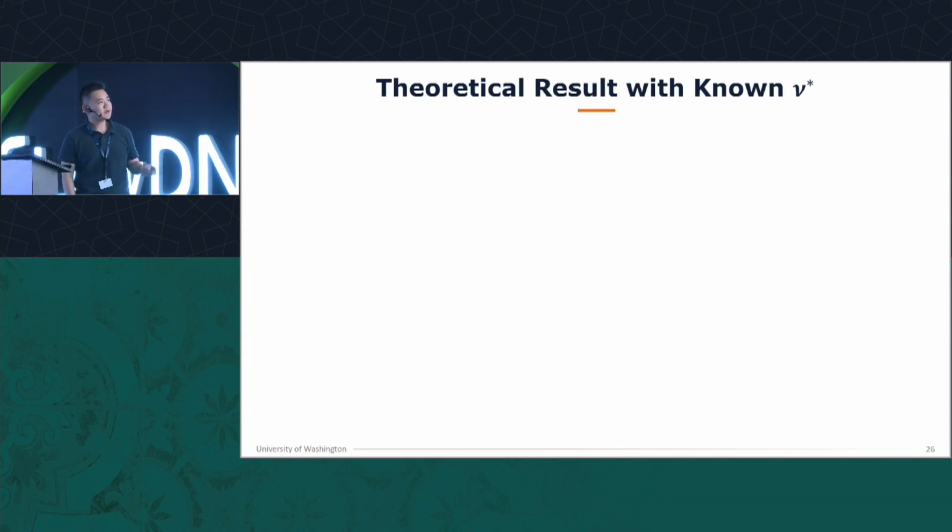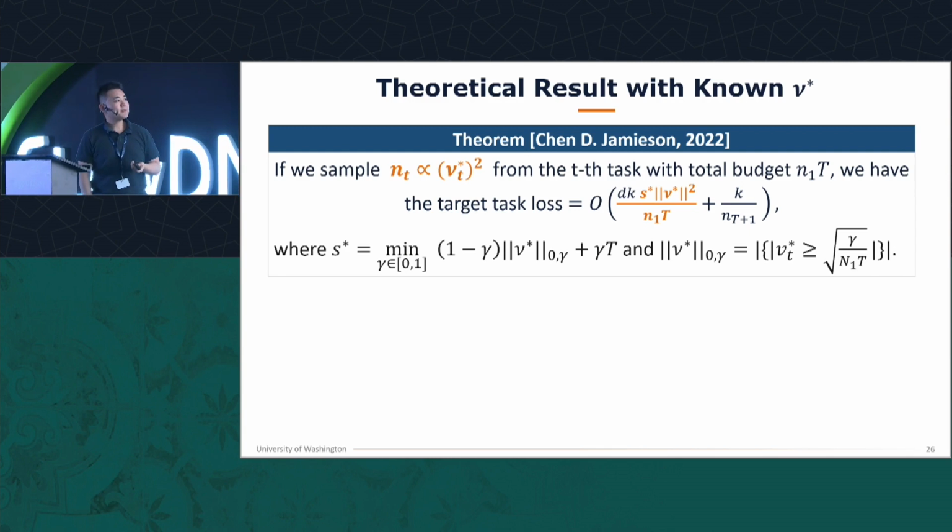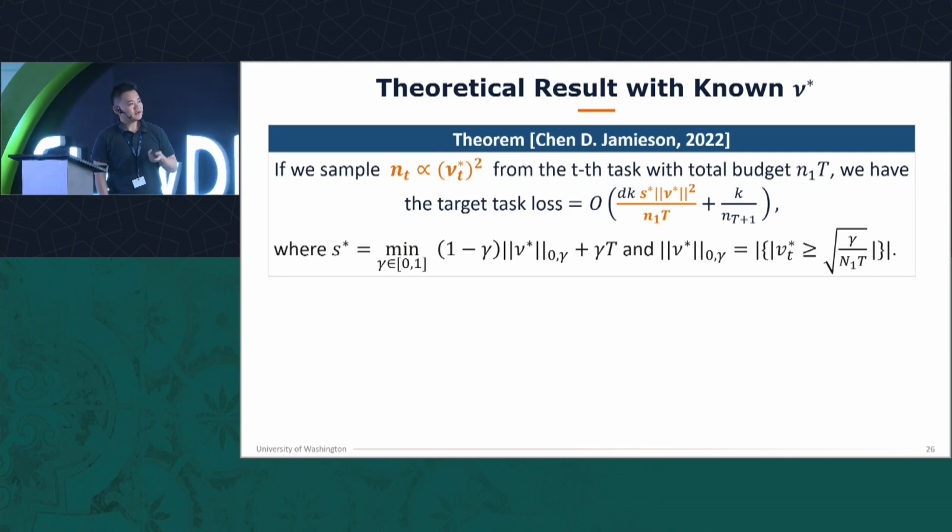All right, so this is what we can show for known nu star. We can have an improved bound something like this. It's kind of approximate sparsity. So let me explain here. You have d k s star times nu star norm squared. And the second term is the same for both active and passive learning. This S star is a kind of truncated approximate sparsity. If it's bigger than some threshold, then we truncate it to be 1. If it's smaller, then it's 0. And it's defined in this way.